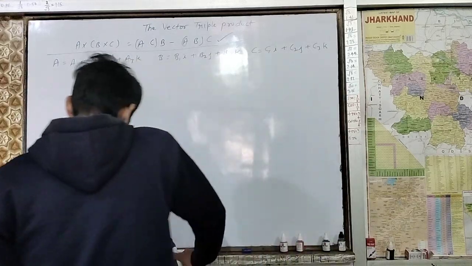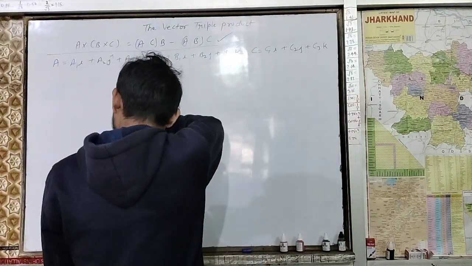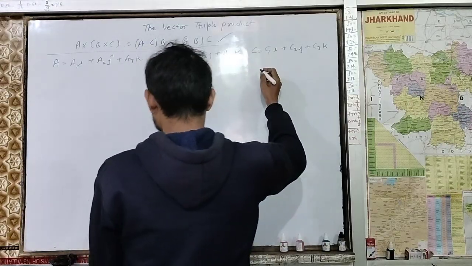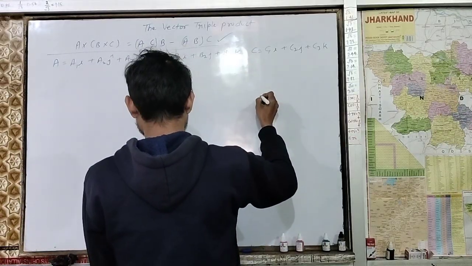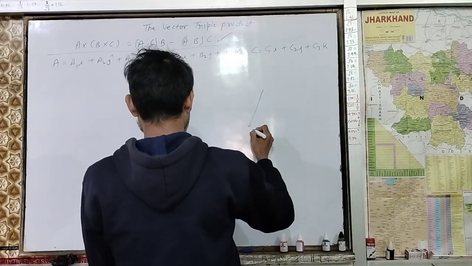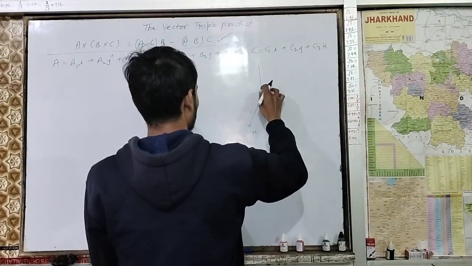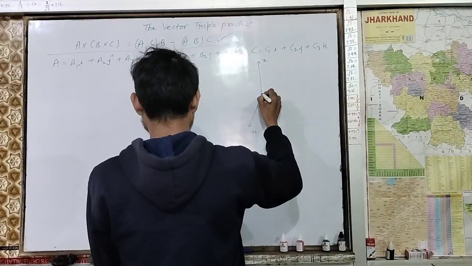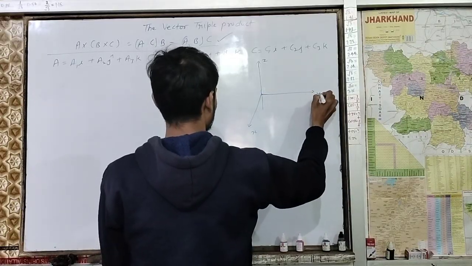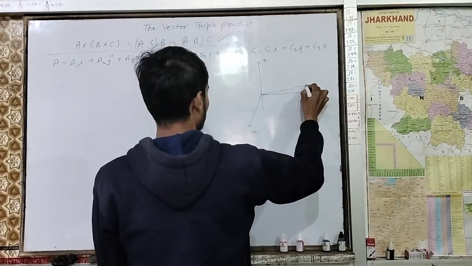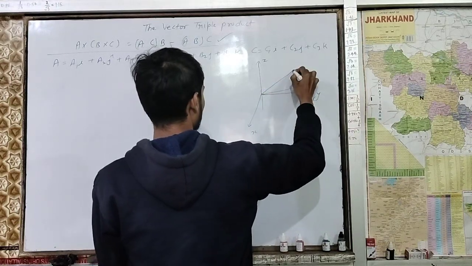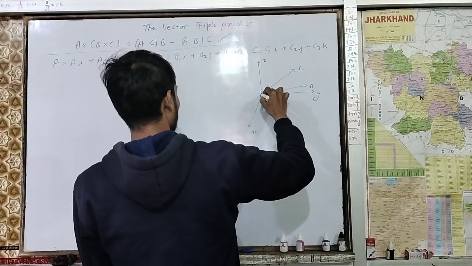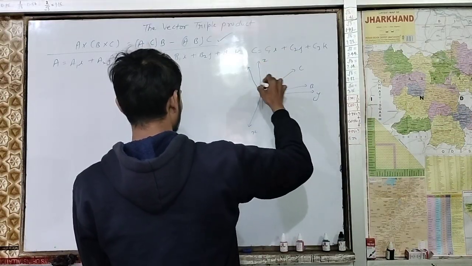So the figure is something like this. This is the figure. X, Z, X, Z, and this is Y. B is like this, and C is in this direction, and A cross. This is perpendicular to B cross C.